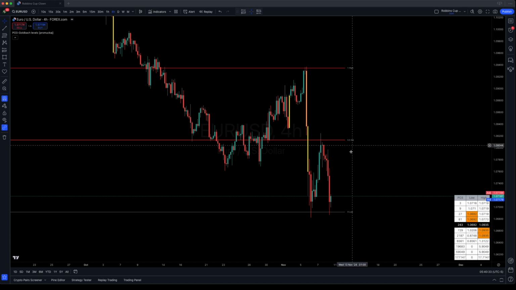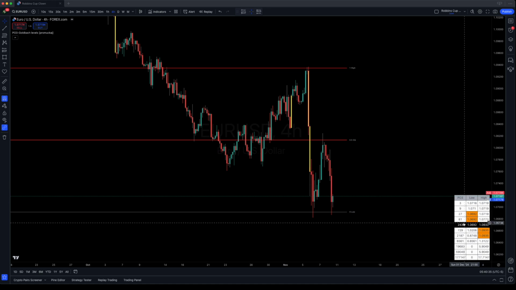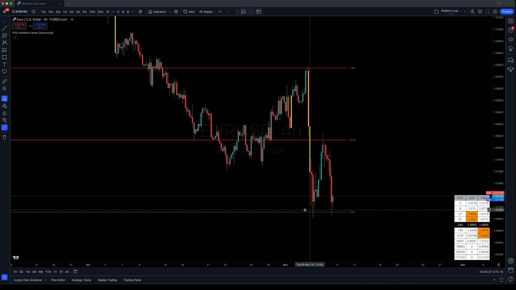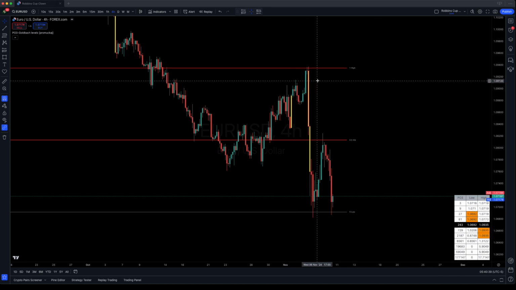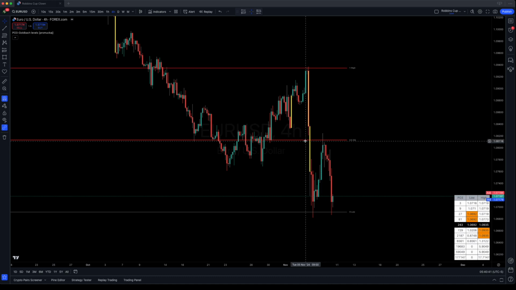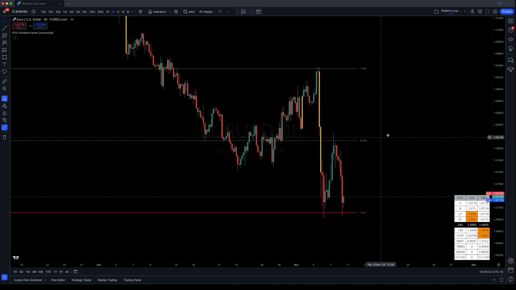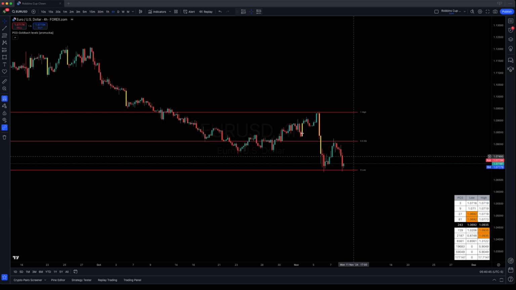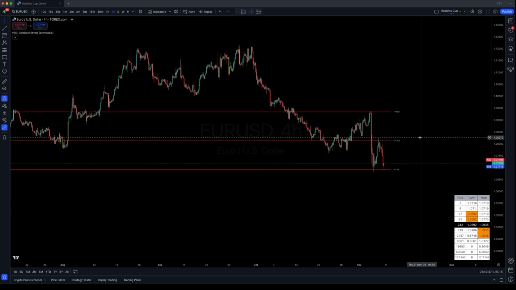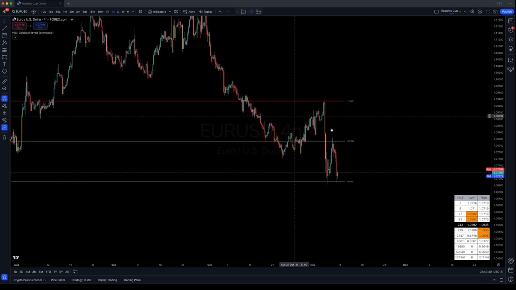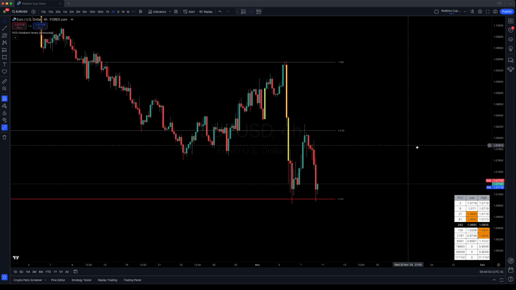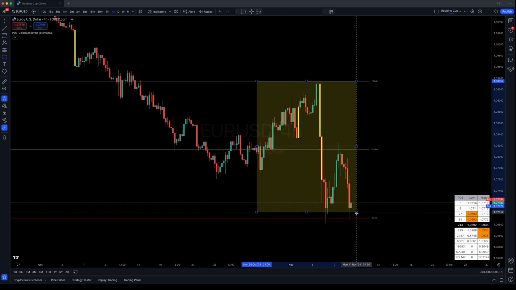So the levels I've shown you for the Goldbach range using the 243 power of 3 say the low of the dealing range will form here, the high will form here, and the equilibrium will form here, based off of the 4-hour time frame. And this is what we had. So let's mark out this dealing range. This is the dealing range.